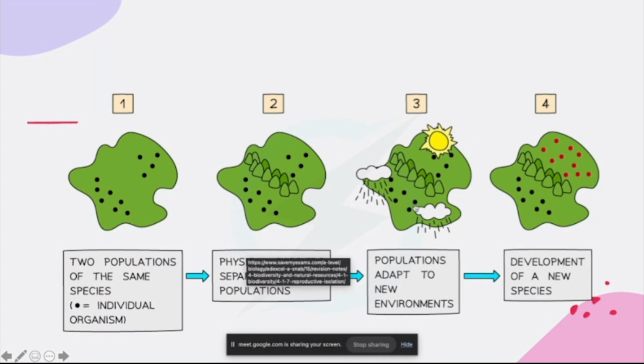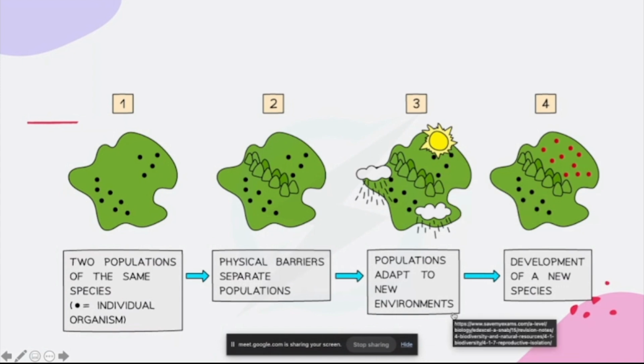Now, these two different sides of the mountain may have different climates. For example, it may be more sunny in one area, and more rainy and cloudy in the other. And because of this, these two different groups are now having to adapt to the different environments or situations that are happening around them. Because of this, they may develop new features, because they will have these genetic mutations that we spoke about before. And this will basically allow them to become different species over time.